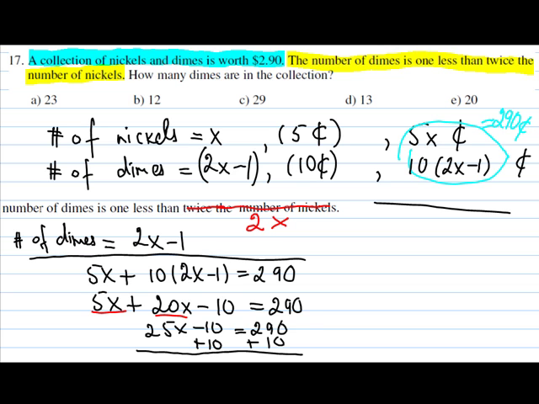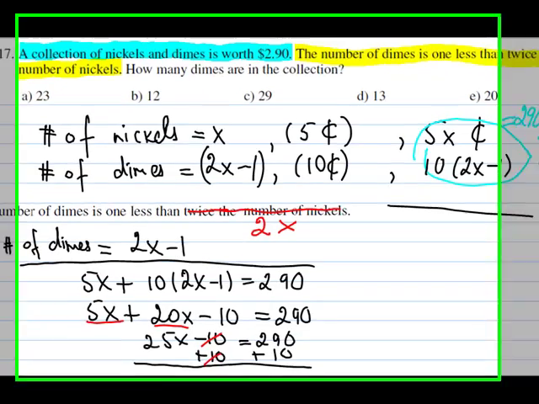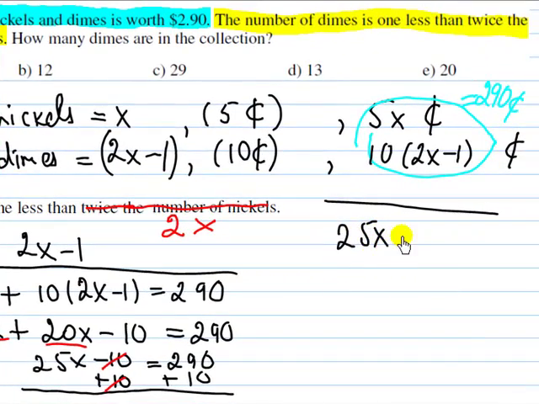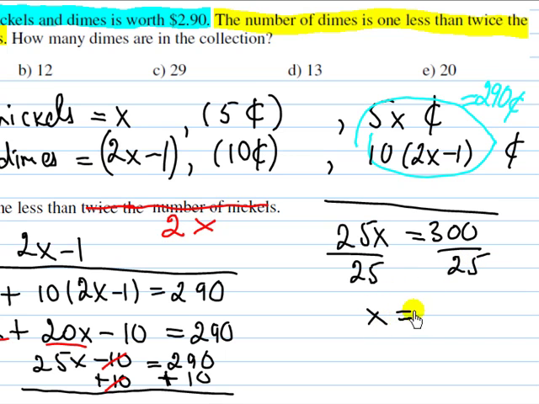Of course, 10 will go away, and we will get 25x equals 290 plus 10, which of course is 300. Then to isolate the x, we will divide both sides by 25. So x will be 300 divided by 25, which is 12.